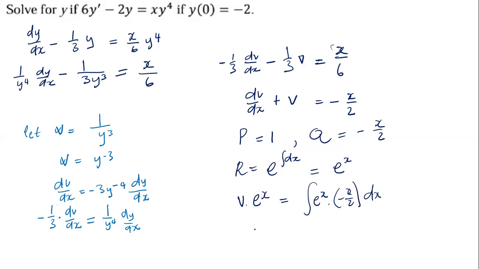Therefore, from here, we have v e to the power of x is equals to, let's see what's happening. We can take -1/2 outside of the integral sign. And then we have x multiplied by e to the power of x dx. Therefore, how to integrate this?